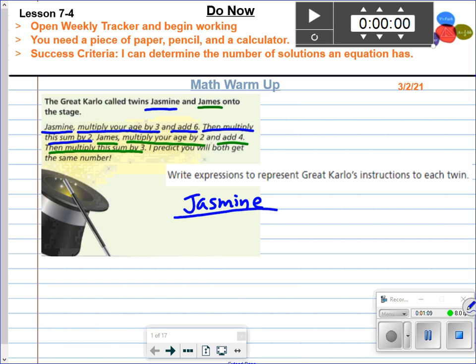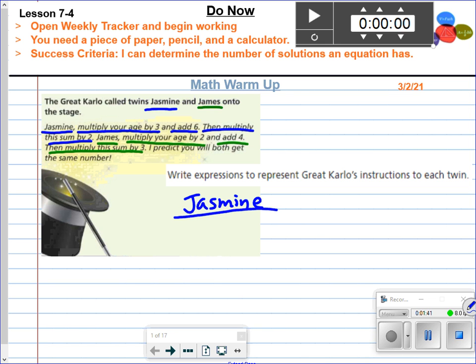So when it says multiply your age, do we know her age? Do we know James's age? But what do we know about those two that will help us? They're twins, so their age is the same, right? So we know that they're the same. So we can use a variable to represent their age that will represent both of their ages because they're the same age, okay? So when it says multiply your age by 3, how do I show multiplying something that we don't know?